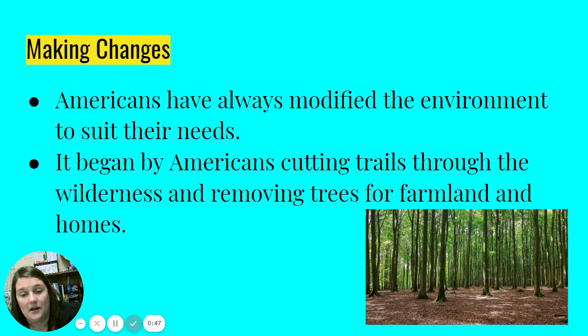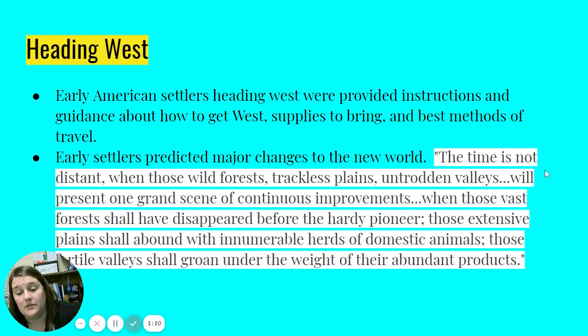This all began by us cutting trails through wilderness so that we could go from the east side of our continent over to the west side, and we could travel and settle those areas, okay? We also removed those trees for farmland and homes, all right? So trails, farmland, homes. We modified our environment in order to live in that environment, okay? So this all started when early American settlers started heading west. We provided instructions and guidance on how to get there, okay? However, we had to modify that environment in order to do it.